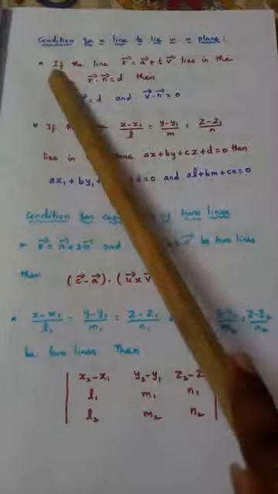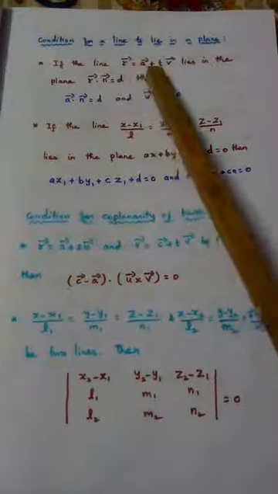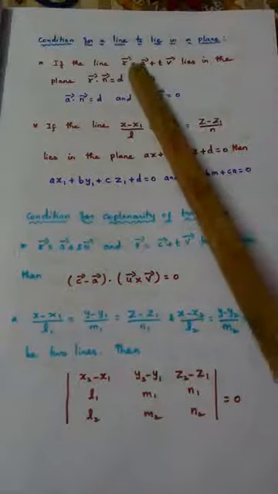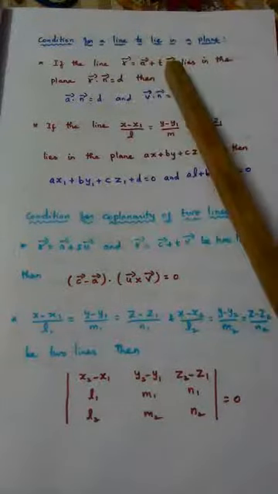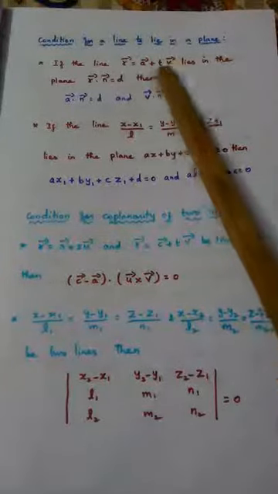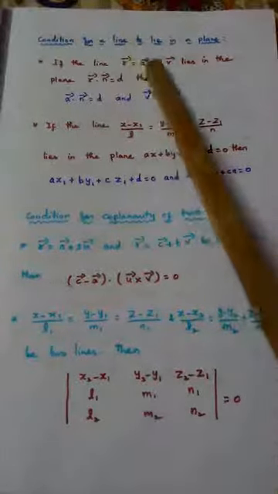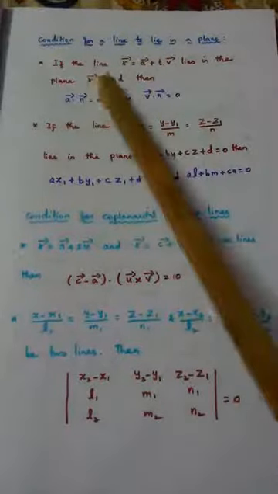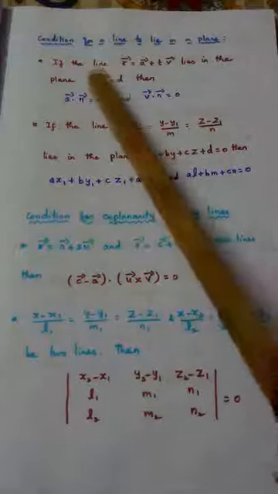Now if you see the first condition, the line is given by r vector equal to a vector plus t v vector. You know a vector is nothing but a point on the straight line. V vector means a parallel vector to the straight line. So this is ultimately a straight line. If the straight line has to lie in the plane, the equation of the plane is given by r vector dot n vector equal to d.